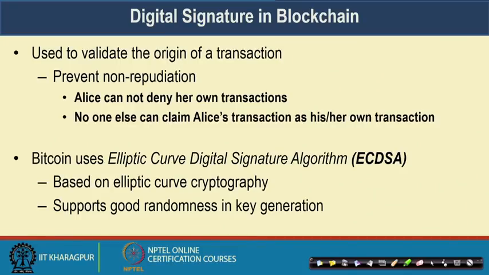Now, Bitcoin uses the Elliptic Curve Digital Signature Algorithm, or ECDSA. It is another public key algorithm based on elliptic curve cryptography, which supports very good randomness in key generation. I am not going to explain the details of the ECDSA algorithm, but if you are interested, you can look into it and explore how ECDSA generates the keys and how it is used to encrypt and decrypt a particular message.